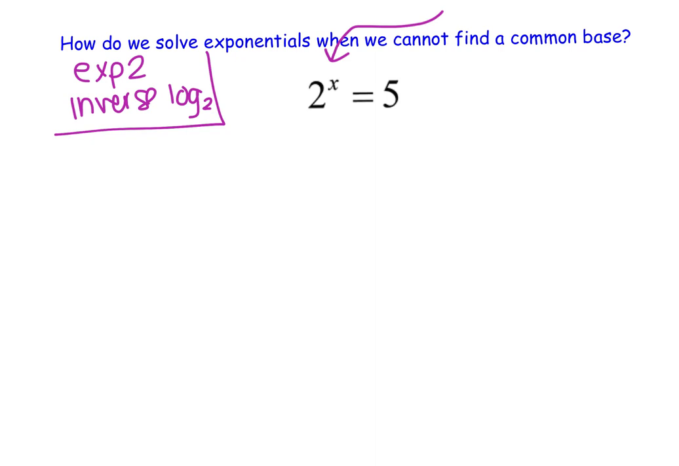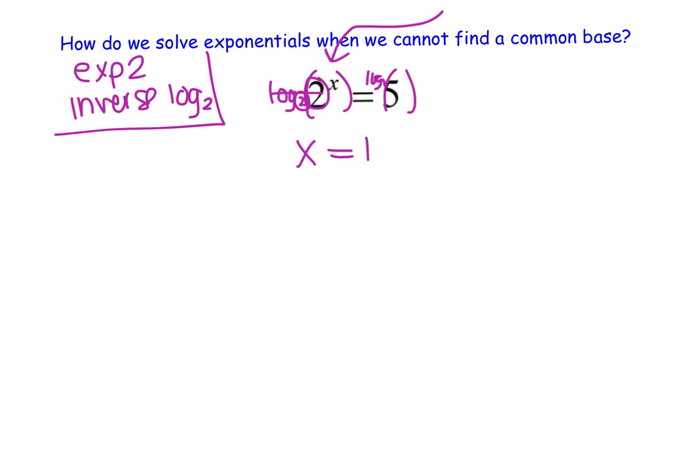What I can do here is I can actually undo that exponent by using log base 2. So because I have an exponent with a base of 2, I'm going to take log base 2 of each side. Now we've learned previously that if we have log base 2 and exponent base 2, they undo each other. So by taking log base 2 of each side, we're left with just x on the left-hand side.